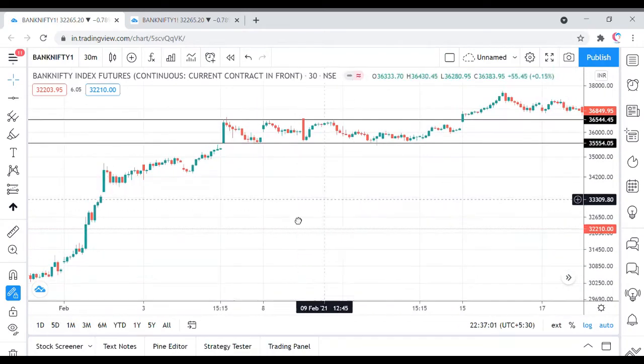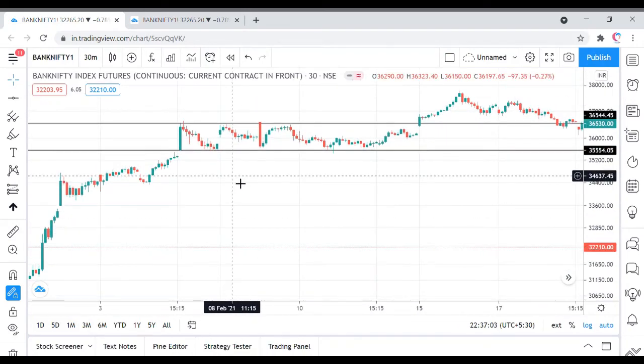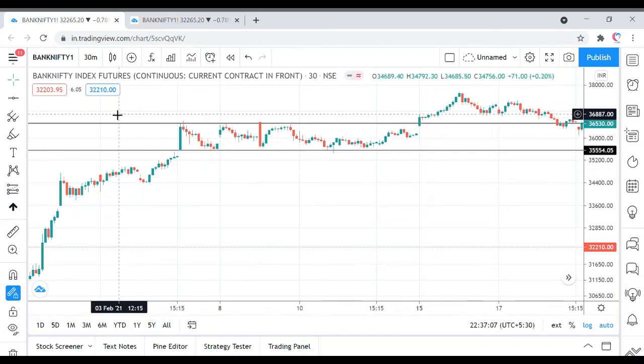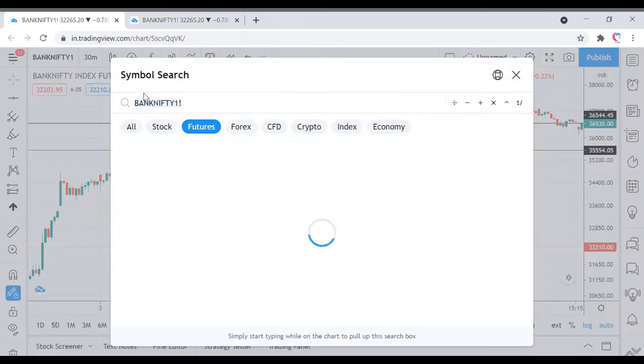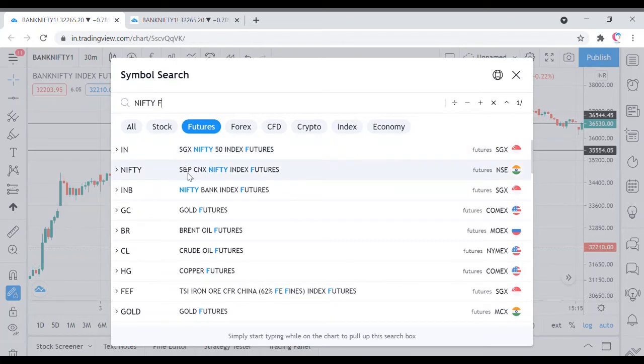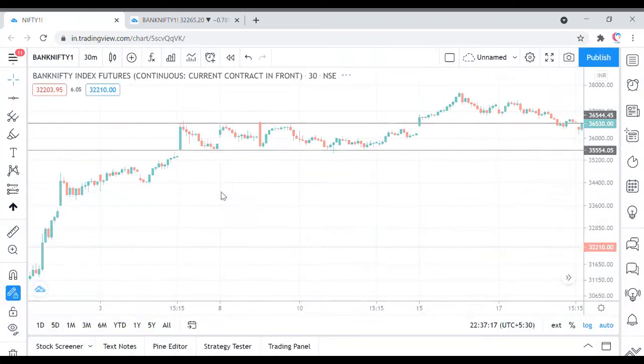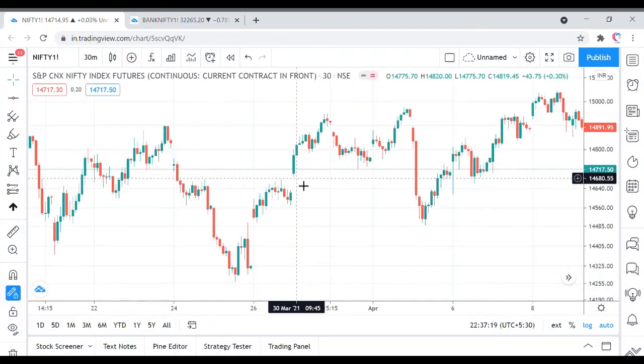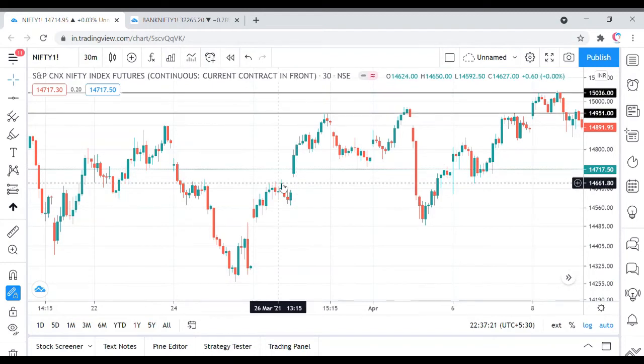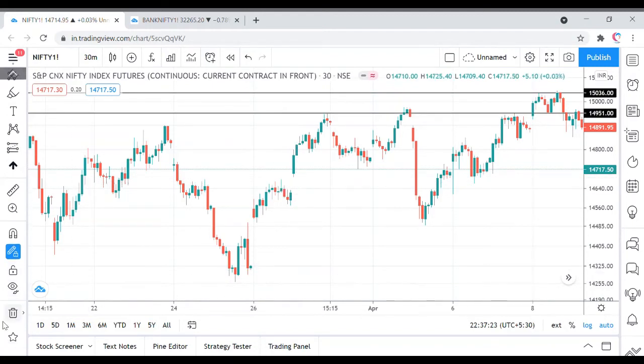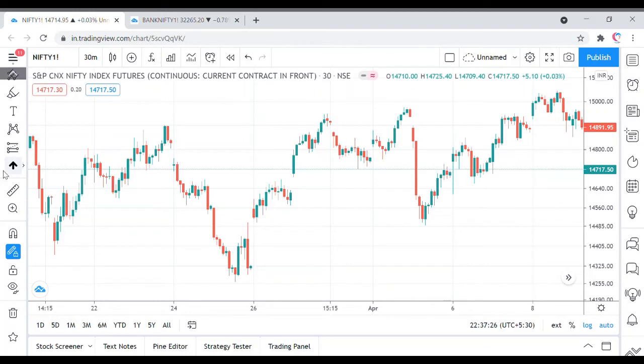So you can use this strategy in Nifty futures contract as well. I have been using this strategy in both the indexes, and I'll just show you a few examples in Nifty futures contract as well. So this strategy works in both the index future contracts. This strategy does not work very well in stock futures, so try not to use it in that, and it's better to use it in index futures.